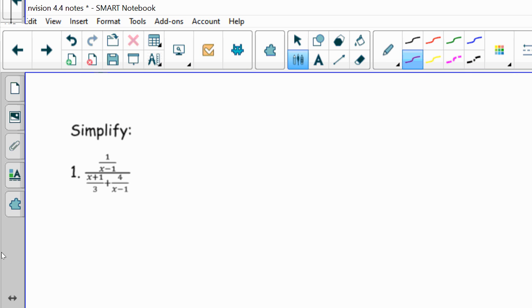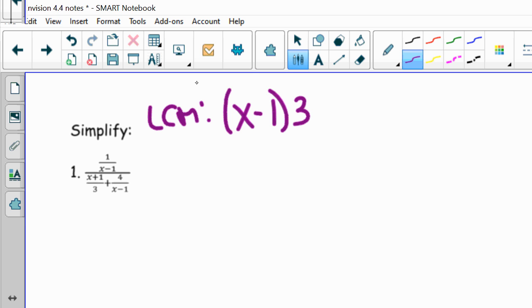Okay? I prefer to just multiply everything by the LCM. Okay? So number 1 says 1 over x minus 1, all of that over x plus 1 over 3 plus 4 over x minus 1. I'm going to find my LCM of everything. So on the top, I have an x minus 1. In the denominator, I have a 3 and an x minus 1. So my LCM is really 3 times x minus 1.